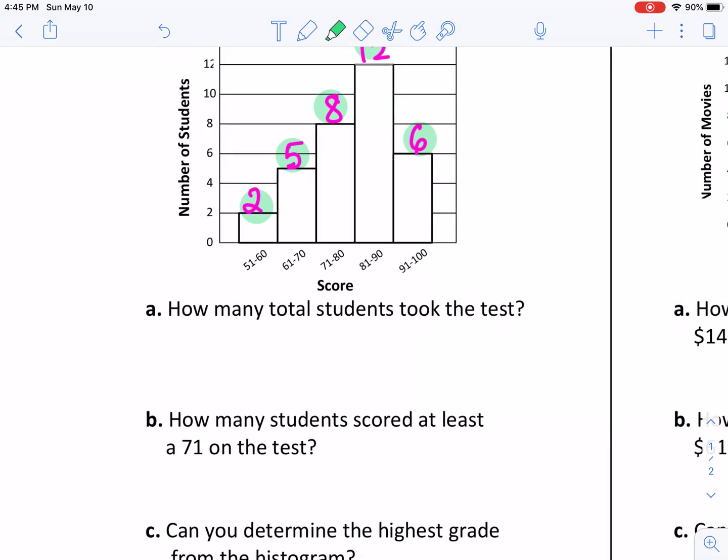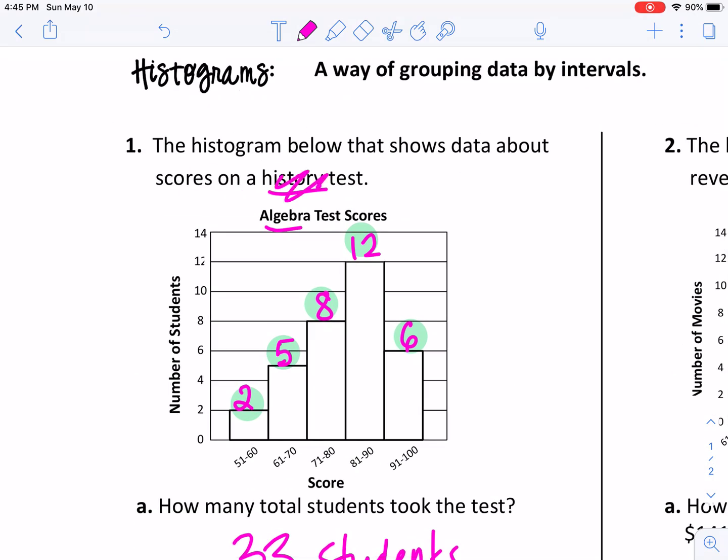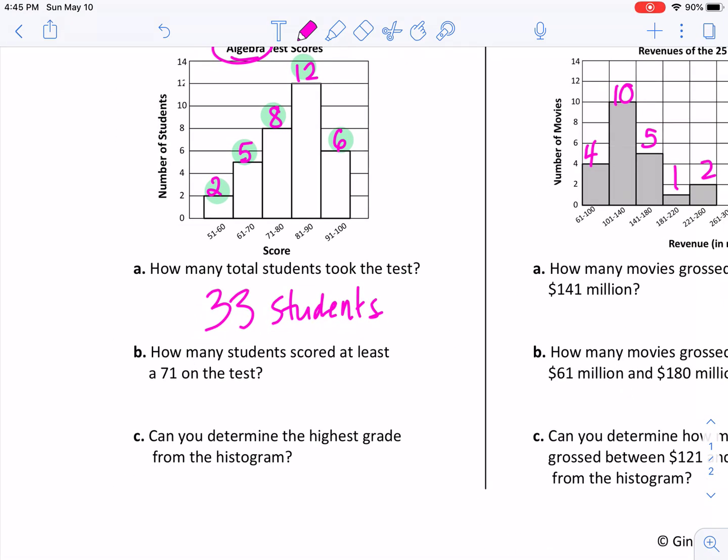So how many total students took the test? All I have to do is add these numbers up, and I should get 33 students. We'll pretend it's an algebra test, not a history. Algebra. So 33 students.